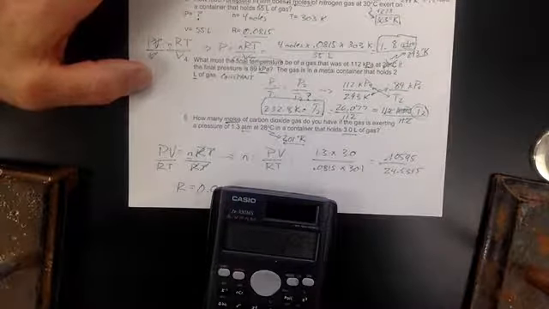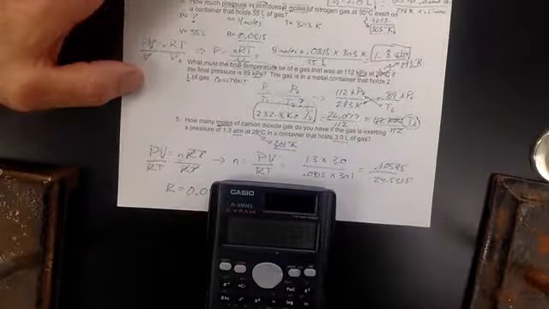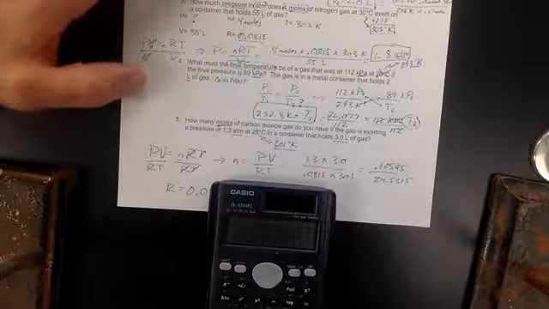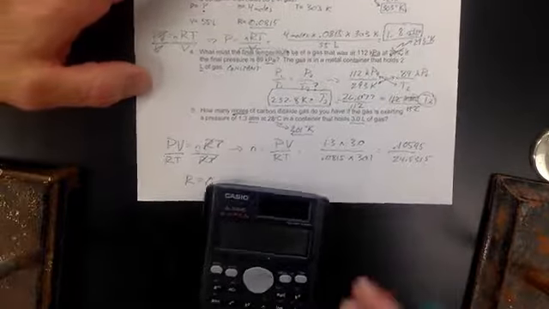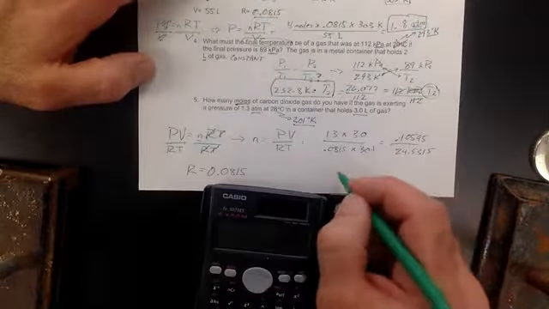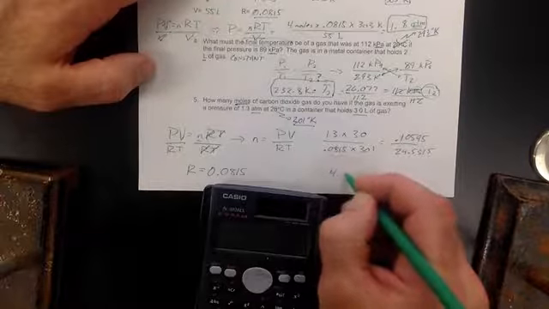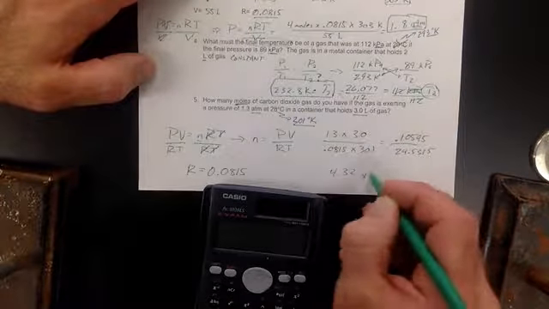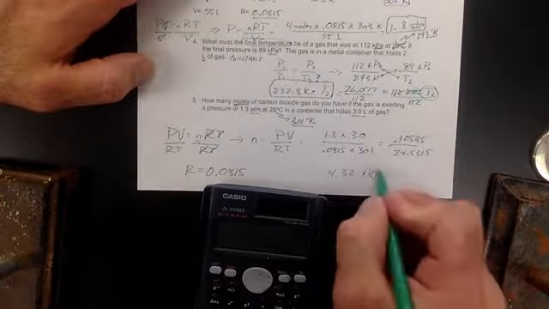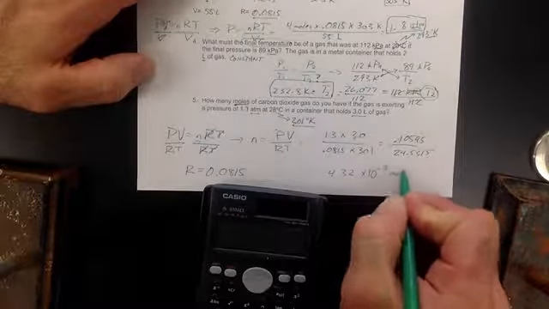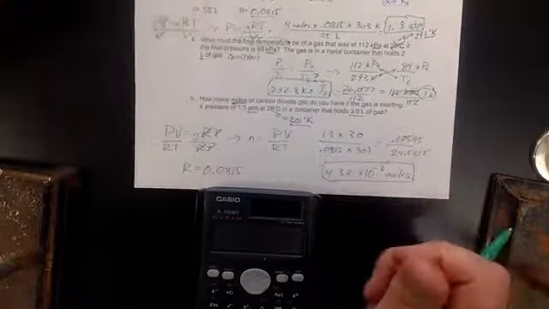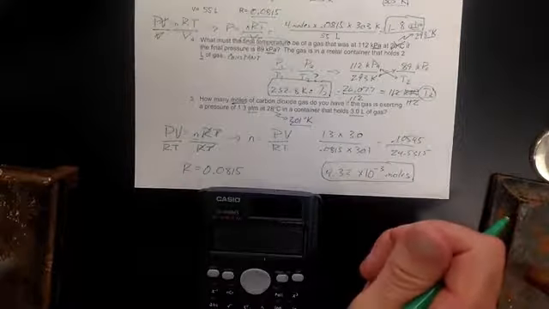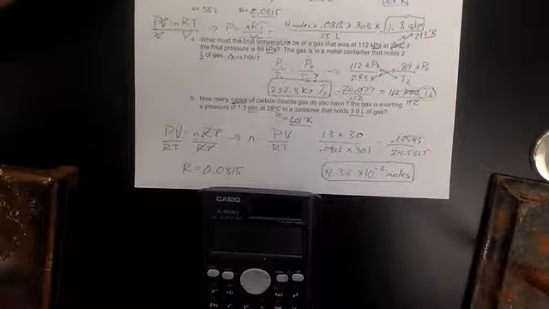Okay, and if I did it right, oh, sorry, lost my track. If I did it right, I got 4.32 times 10. I don't know if you can read my calculator. It says 10 to the negative 3. And again, this is n, so this is moles. And that's how you answer the first page. All right.